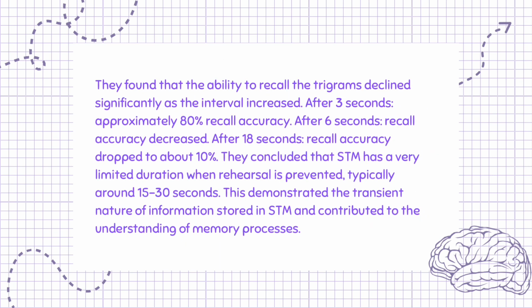They found that the ability to recall the trigrams declined significantly as the interval increased. After 3 seconds, approximately 80% recall accuracy. After 6 seconds, recall accuracy decreased. After 18 seconds, recall accuracy dropped to about 10%. They concluded that STM has a very limited duration when rehearsal is prevented, typically around 15 to 30 seconds. This demonstrated the transient nature of information stored in STM and contributed to the understanding of memory processes.